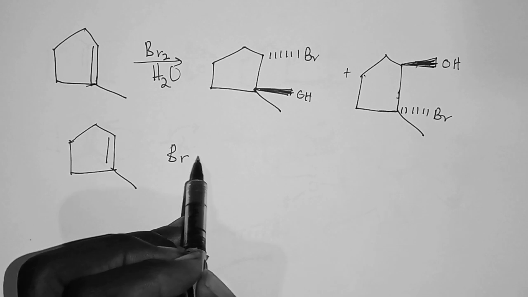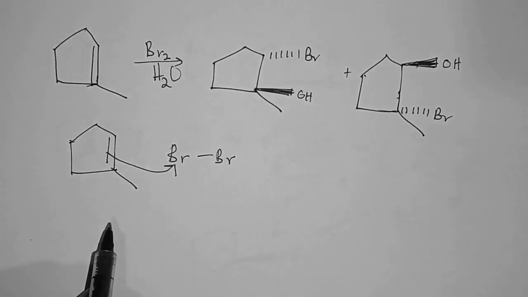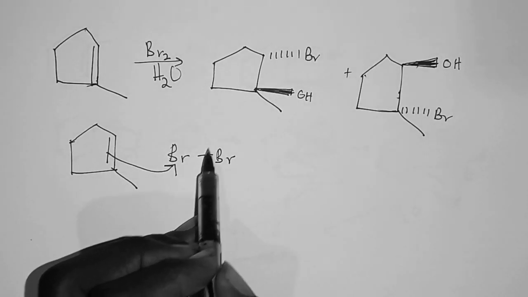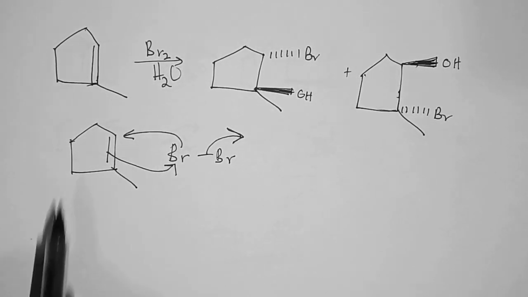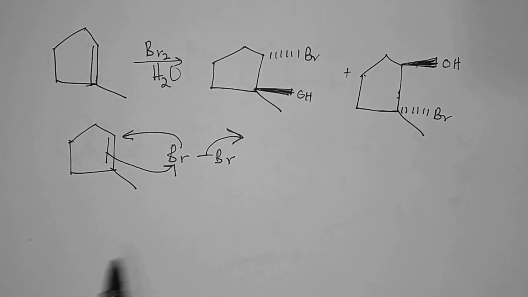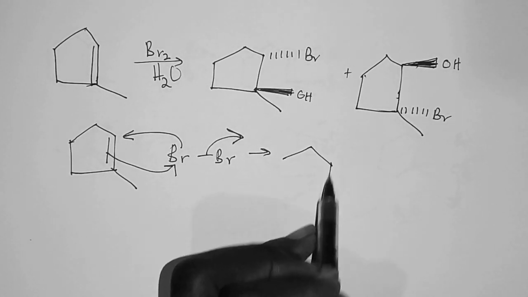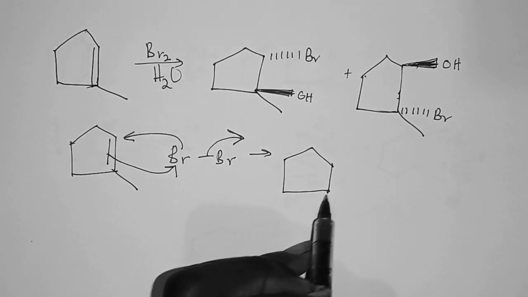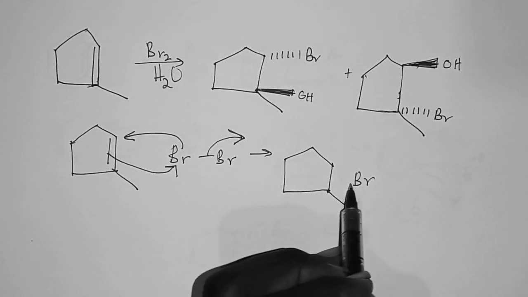So there is a Br here. So it will use one of its lone pairs to attack this bromine atom, and the other one will cleave off. And because bromine has three lone pairs, it will use one of its lone pairs to attack the other carbon, so that we can form the cyclic bromonium intermediate, which looks like this.